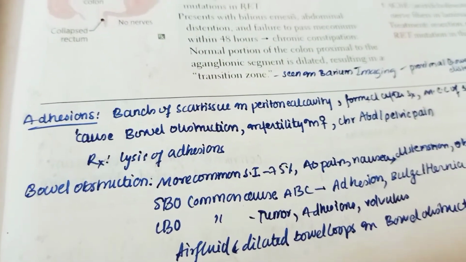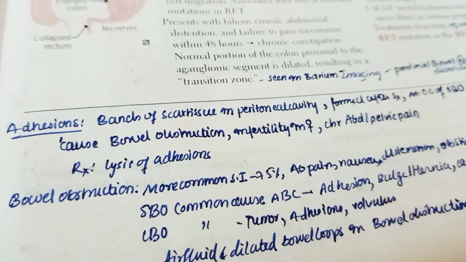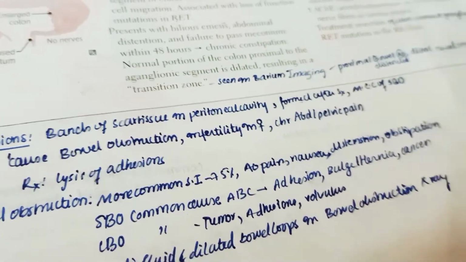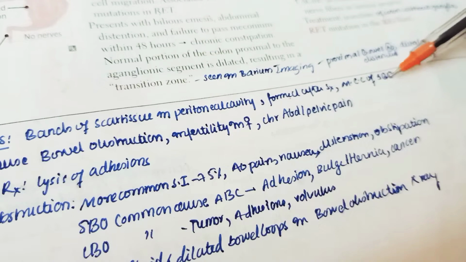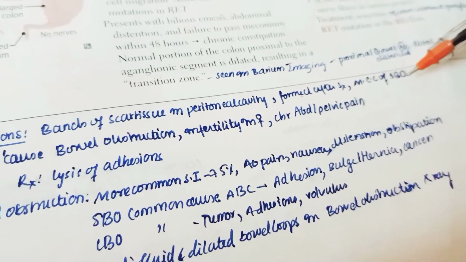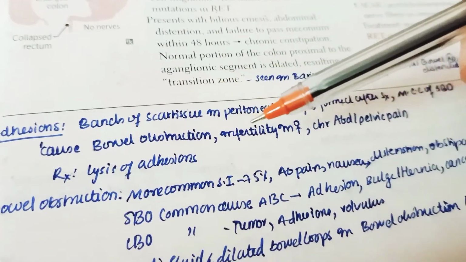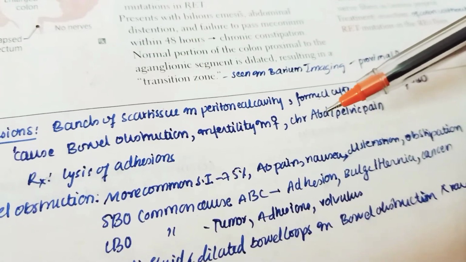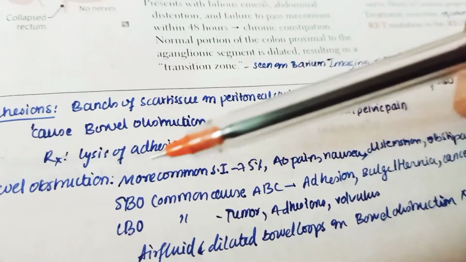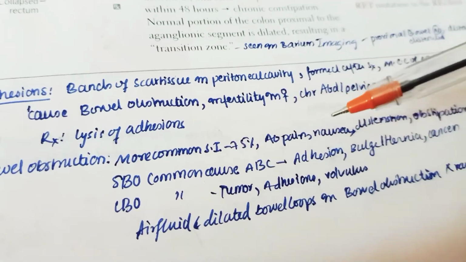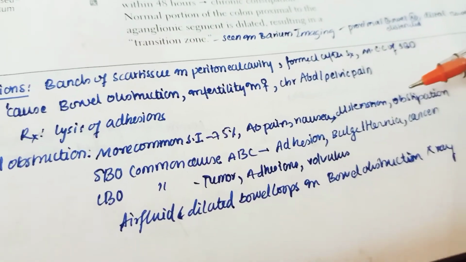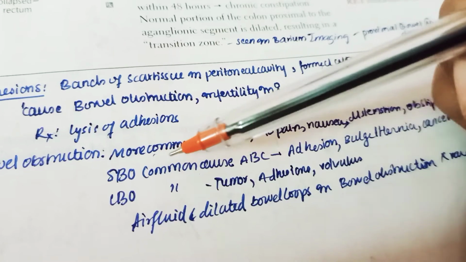Now coming to adhesions. Adhesions are bands of scar tissue in the peritoneal cavity. They're like scar tissues in the peritoneal cavity formed after surgeries. So it is the most common cause of small bowel obstruction. Okay. And they cause bowel obstruction, infertility in females, chronic abdominal pelvic pain. Treatment is with lysis of adhesions. Bowel obstruction is more common in the small intestine, with abdominal pain, nausea, distension, obstipation.